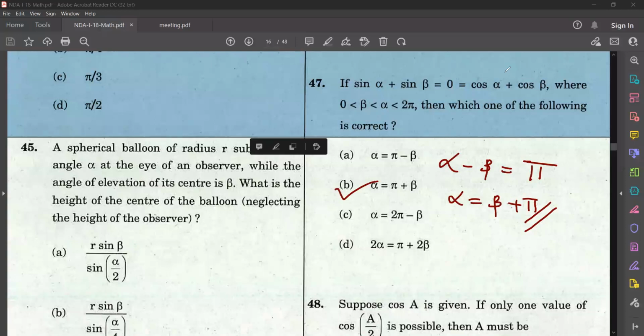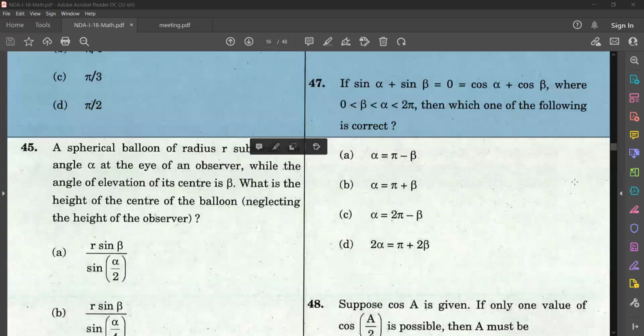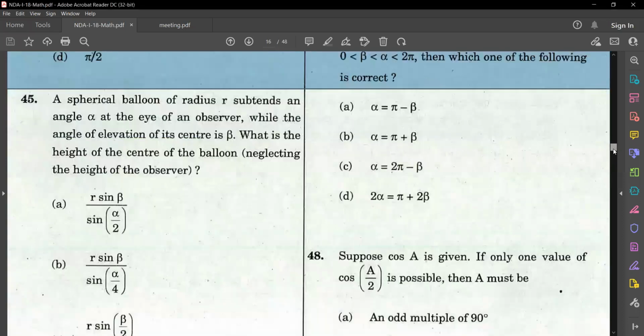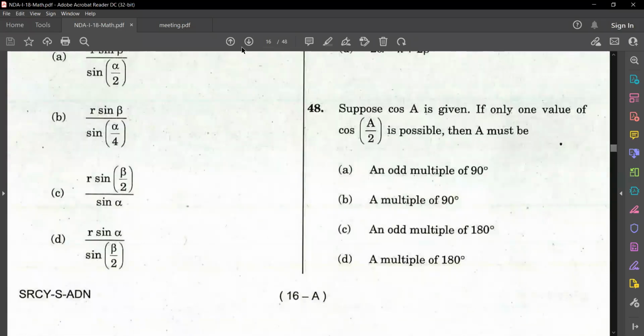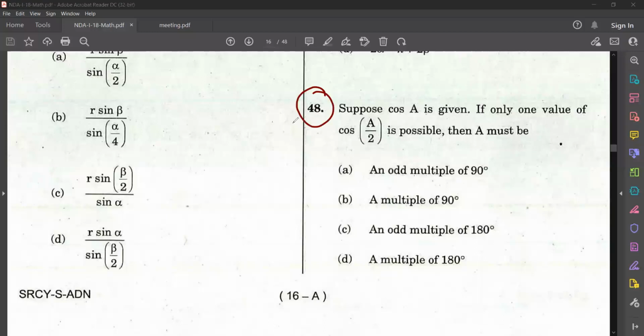So moving on to the next question. Question number 48. Suppose cos A is given, if only one value of cos A by 2 is possible, then A must be.